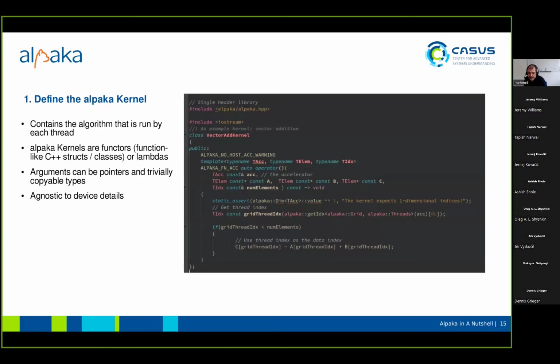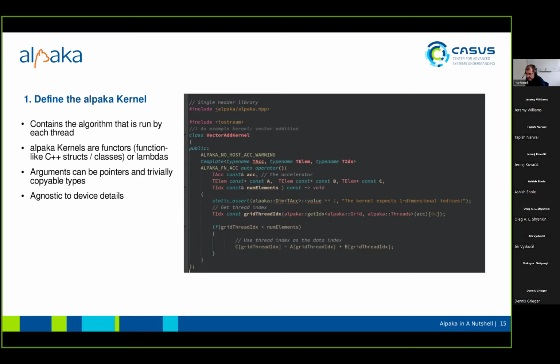And now I'm going to define the Alpaka kernel. The kernel contains code that is run by each thread, and the kernel knows the thread ID which is instantiating the kernel itself. Alpaka kernels are, as you see, functors, namely structs with specifically implemented function operators. Arguments of the function operator can be pointers or trivially copyable types. Here, arguments are the A, B, C pointers, and the size of each vector.